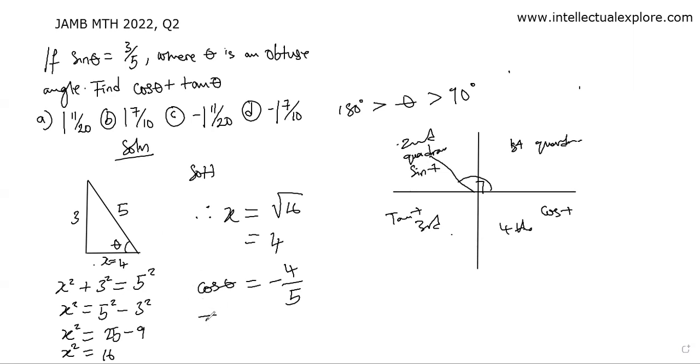And then tan is opposite over adjacent. Opposite over adjacent, that's 3 over 4. Now, since we are in the second quadrant, tan in the second quadrant is a negative number. So we have been able to write the ratios for this. What remains now is arithmetic addition.